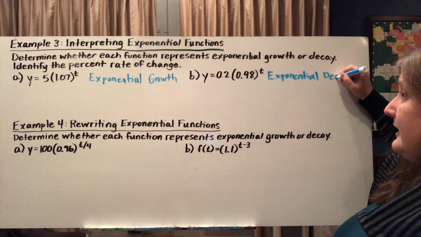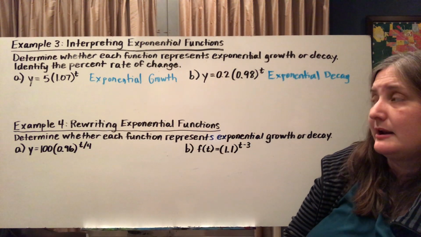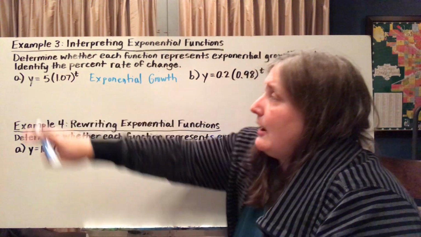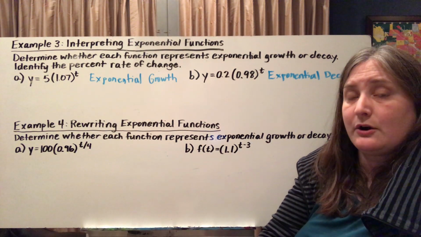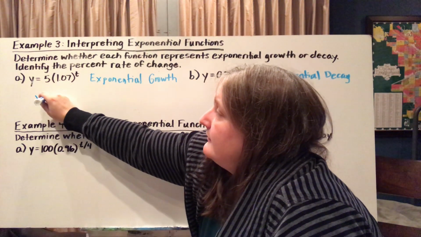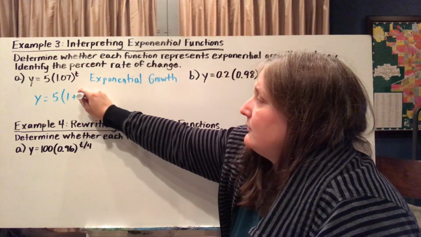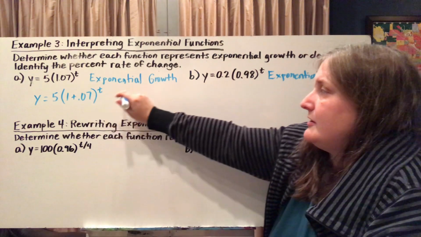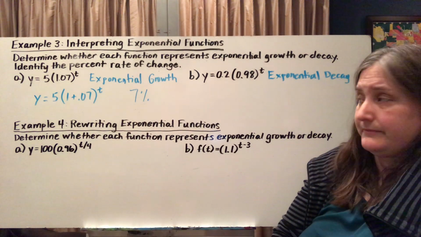But how do we find that percent rate of change? Well, I'm going to go back and deconstruct these functions. I'm going to try to figure out how I got this 1.07 here. Remember, it's always 1 plus something or 1 minus something. So in this case, it's going to have to be plus. It's going to be 5 times 1 plus 0.07. So this 0.07 represents a 7% growth factor.